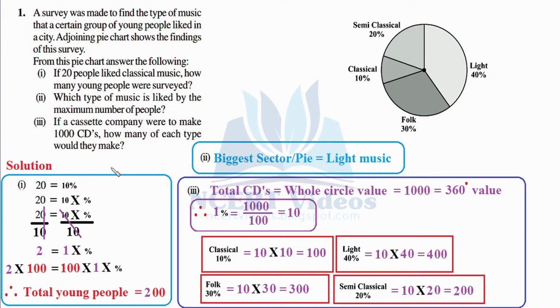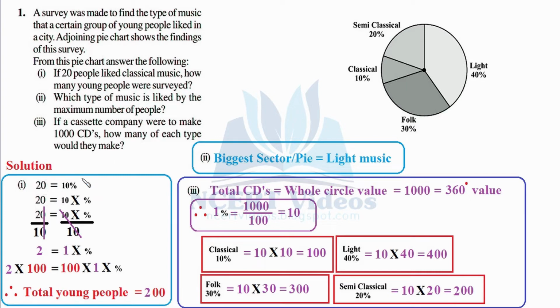So the solution goes like this. 20 people means 10%. Classical is just a noise in the question. It could be anything, but for our reference, it is classical over here. So 20 equates to 10%. That is, the number of young people who like classical music is 20, and their percentage is provided to us as 10%. So if you put a beam balance, the left hand side equates to the right hand side. That's why we are using a linear equation.